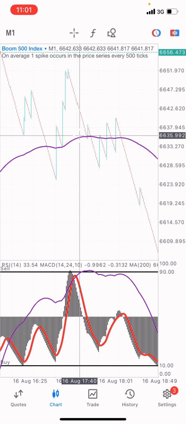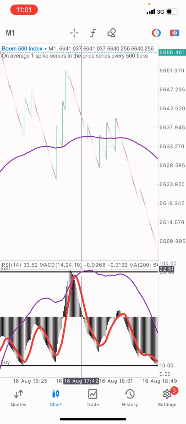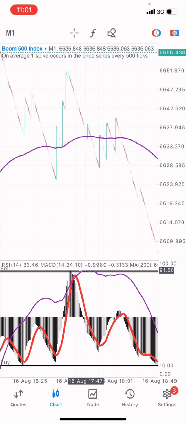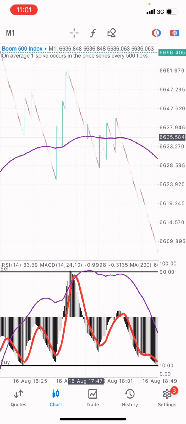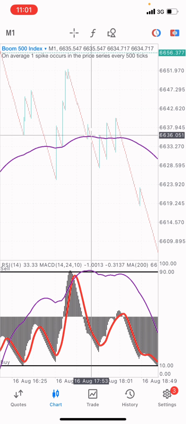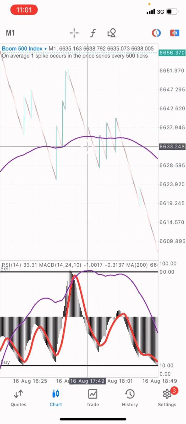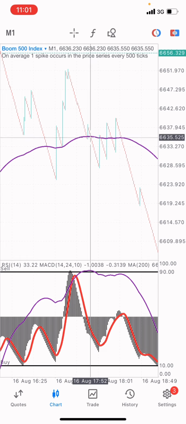Now you can see that at this point right here, it has to cross above. After you have seen the crossing above, then you place a sell, or you can wait until the price has broken down, which is when it sells down below the moving average right here.